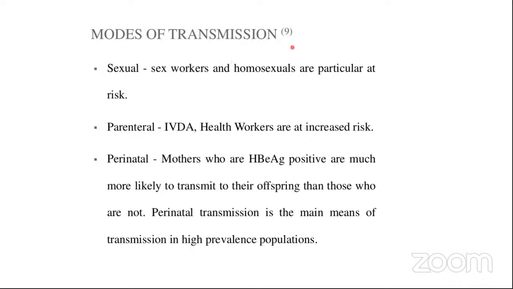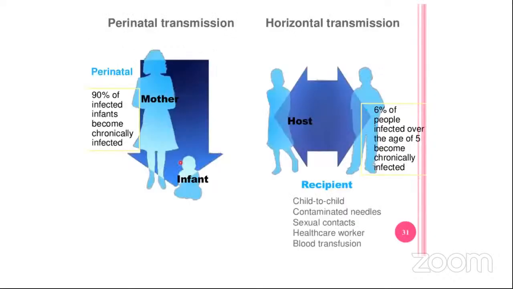Okay, so in this way, then the third one is perinatal, sorry, perinatal. That means from the positive mother to their offspring. Okay, it can easily transfer to their offspring. So this is one of the main modes of transmission in the population. So here you can see that almost 90% of the infected infants become chronically infected because of the mother. Okay, so mother and the infant. So this is a strong correlation for this perinatal viral transmission.